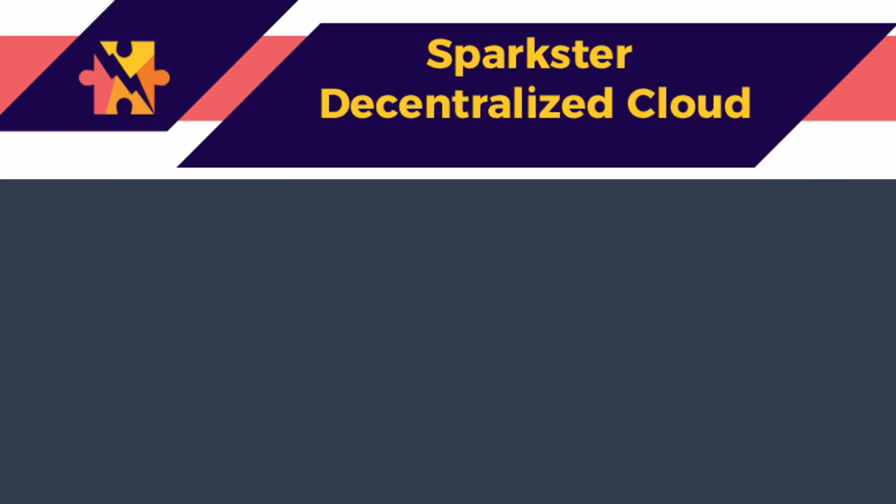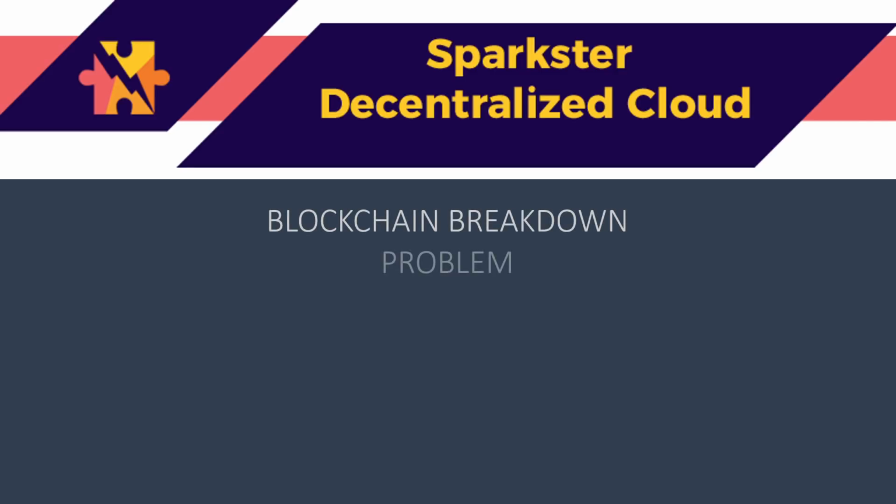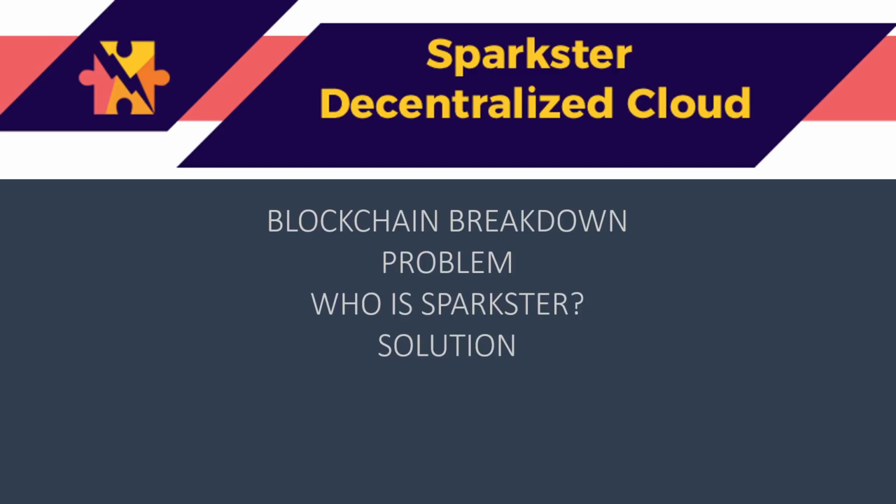So, first and foremost, just to provide an overview as per usual. The overview is going to be quite similar to usual, but slightly different and a different amount of depth for each section, I guess. But we'll begin with a blockchain breakdown. Thereafter, we'll look at the problem with blockchain technology. And thereafter, we'll see who Sparkster actually is, what the platform provides, etc. We'll consider the solutions that they actually have to offer for the aforementioned problem.